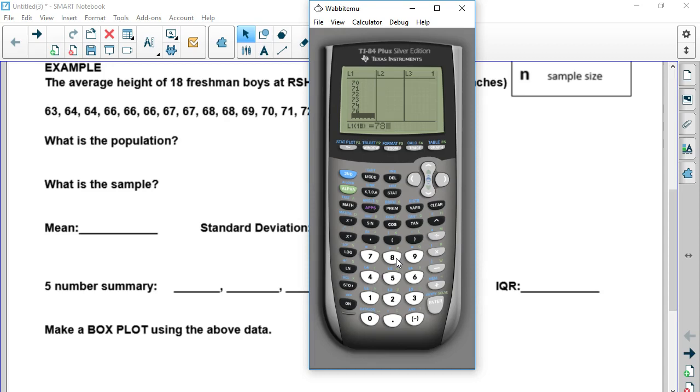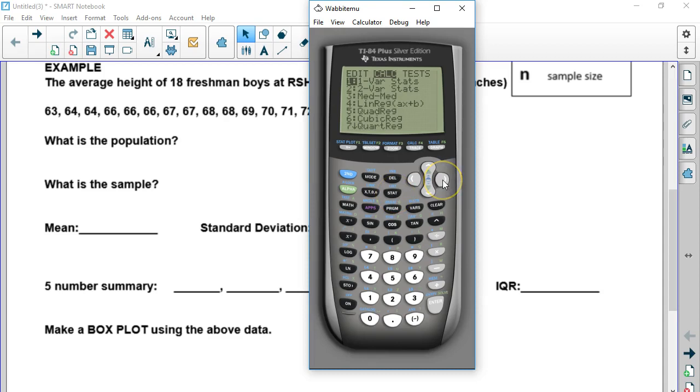So if you notice, when I hit enter, it tells me 19. But if I go up to the last number, it tells me L1 18. That means there's 18 numbers. So I'm just going back to my paper and check real quick. 1, 2, 3, 4, 5, 6, 7, 8, 9, 10, 11, 12, 13, 14, 15, 16, 17, 18. I have 18 numbers on my paper. My calculator has 18 numbers entered. I'm good to go.